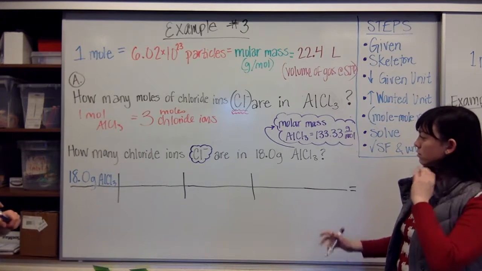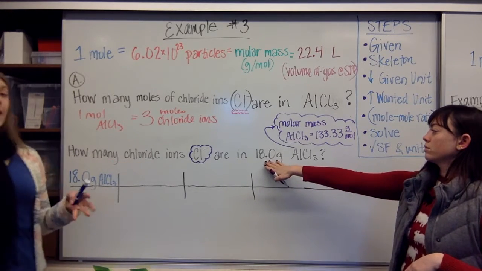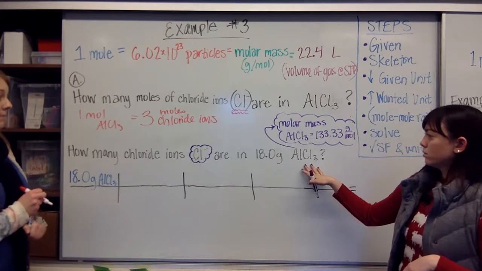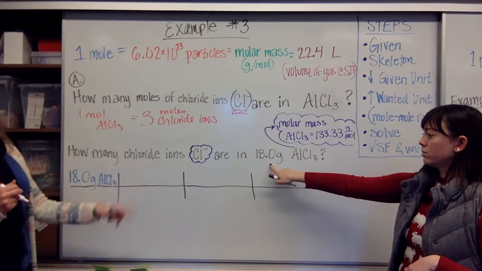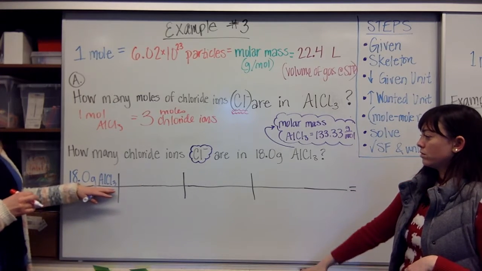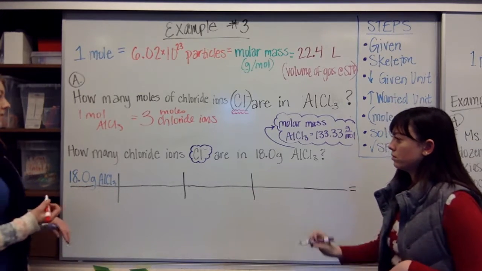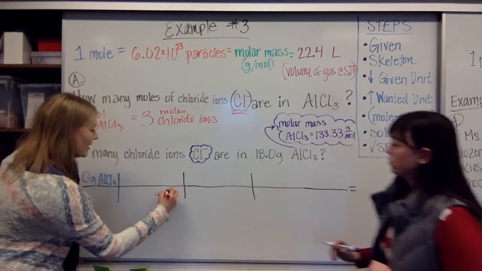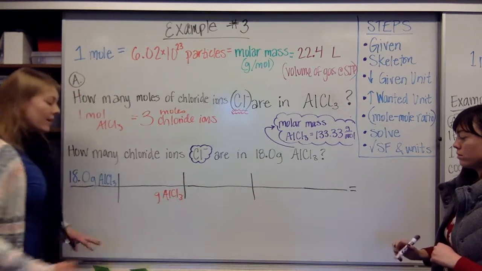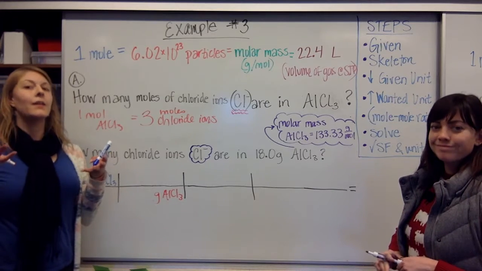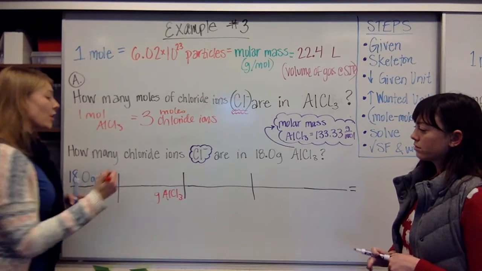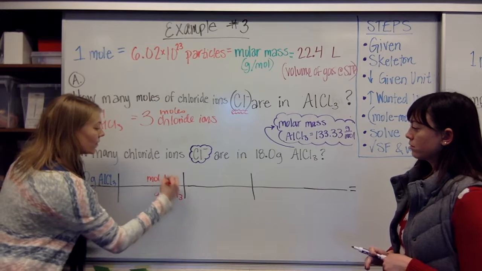Now how many chloride ions are in 18 grams of AlCl3? Okay? Starting with our 18 grams, we set up our skeleton, and we're going to have to put our given unit on bottom. So, I'll do this one, you can do the next two. We have grams of AlCl3 on bottom. Now remember, what's at the center of mole highway? The mole. We always have to go back to the mole.